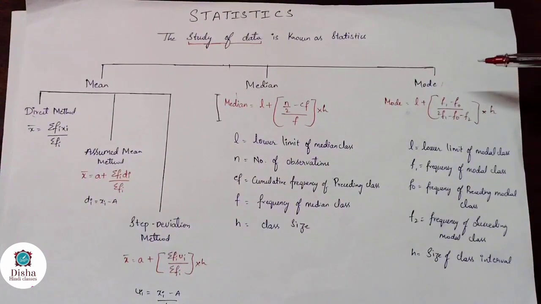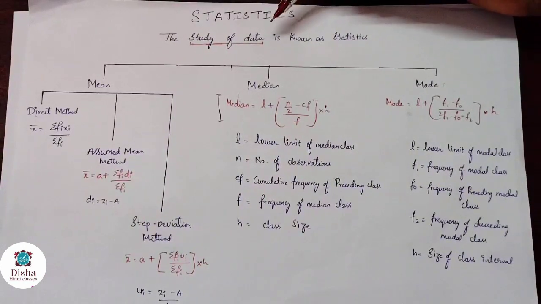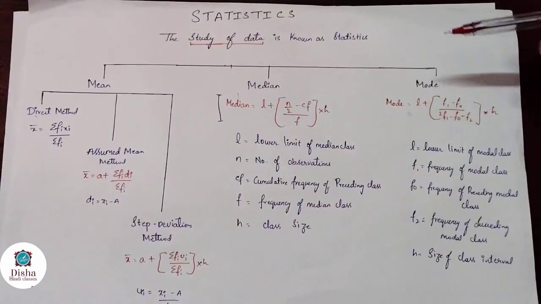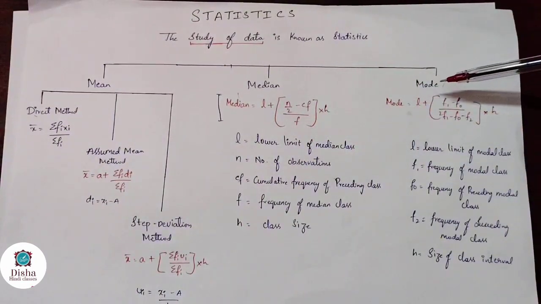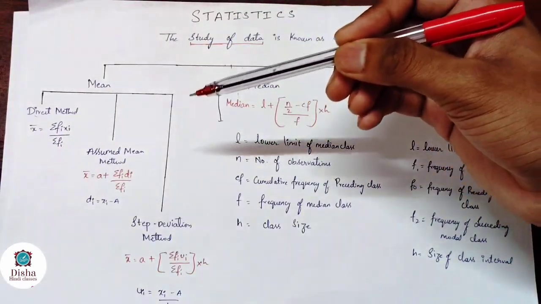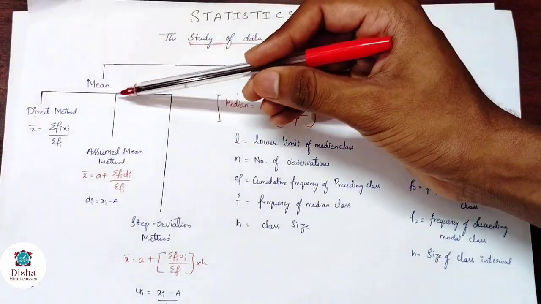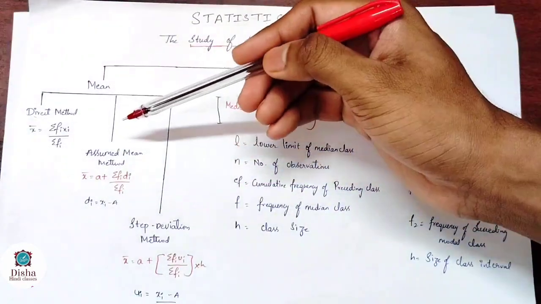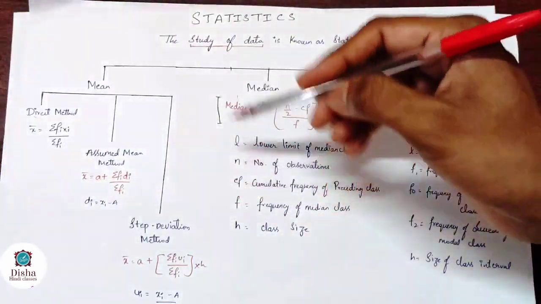First of all, what do you mean by statistics? Statistics is the study of data. We will be studying the data with the help of different types of methods. In our syllabus, we have three methods, that is mean, median and mode. What do you mean by mean? Mean is the sum of values divided by total number of values. Mean means average. Average of the observations is also known as mean. In mean, we have three methods to calculate it: direct method, assumed mean method and step deviation method. We'll be looking into it in the further video.